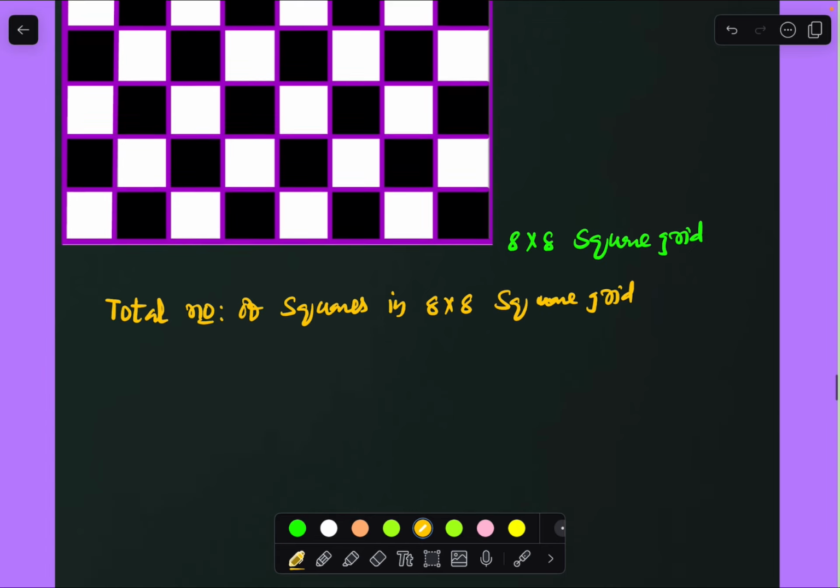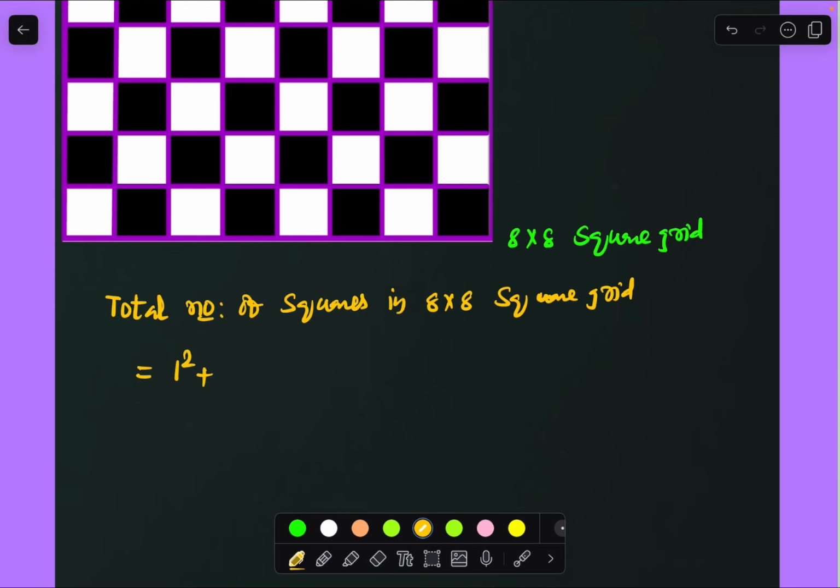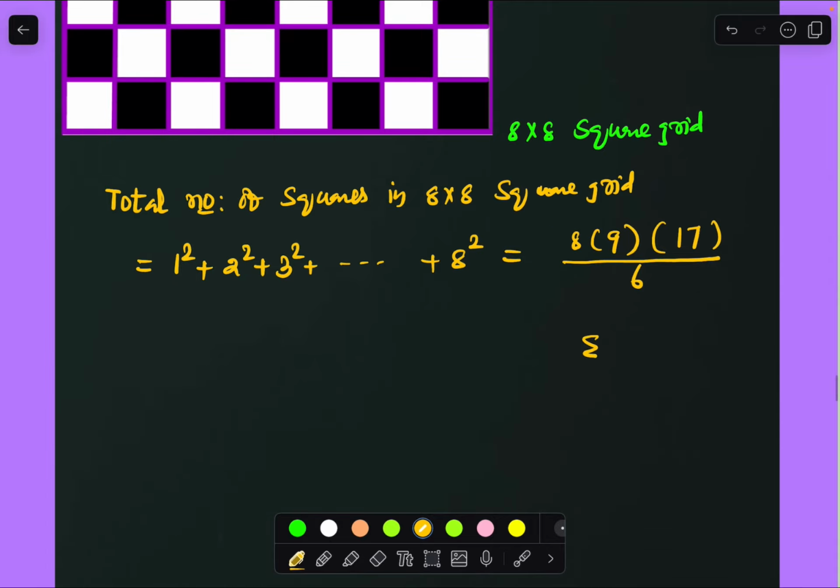It is nothing but the sum of squares of the first 8 natural numbers, no? 1 square plus 2 square plus 3 square and so on plus 8 square, we'll write. What is the formula here? We know the formula n into n plus 1, 8 plus 1 is 9, into 2n plus 1, 2 into 8 is 16, plus 1 is 17, divided by 6. This formula we are using here, and sigma n square formula is what? The sum of squares of the first n natural numbers, n into n plus 1 into 2n plus 1 upon 6, this formula we are using. Here n is 8, right? Just simplify it, we'll get the result, right?